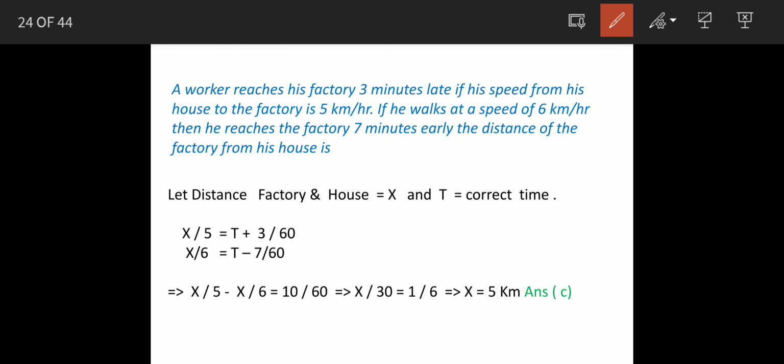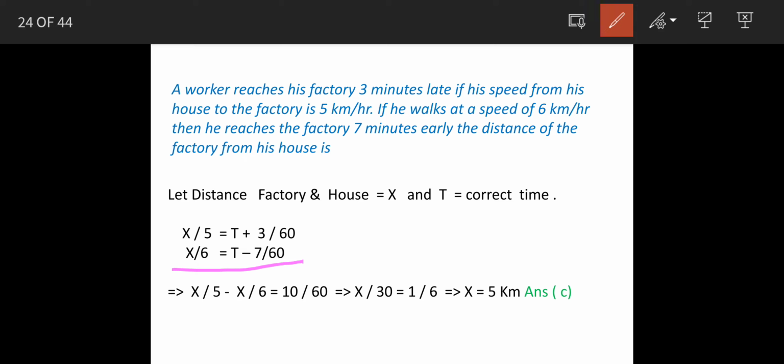So let's assume that the distance is x and the correct time is t. So we know that speed is equal to distance upon time, or we can say that distance upon speed is equal to time. So this is distance x and this is speed, so x upon 5 is equal to time. So time is how much? Correct time plus 3 minutes, and this we are converting into hours because the speed is in hours.